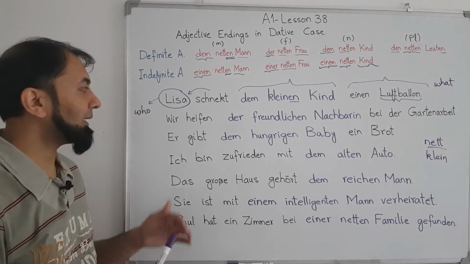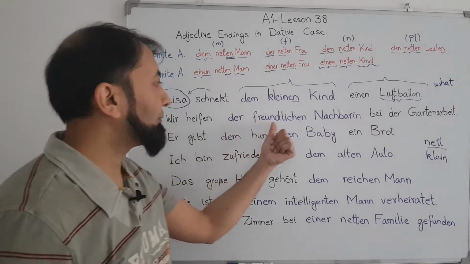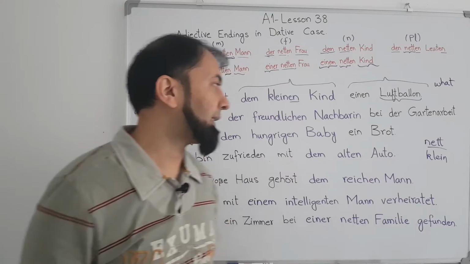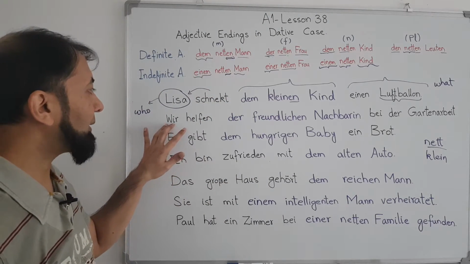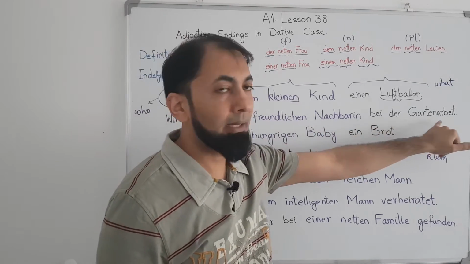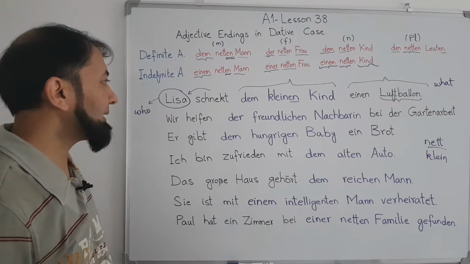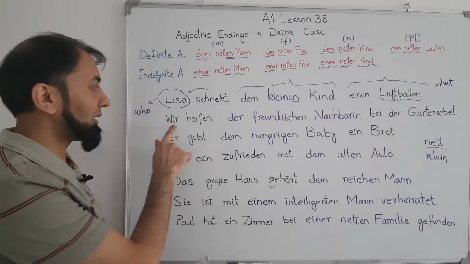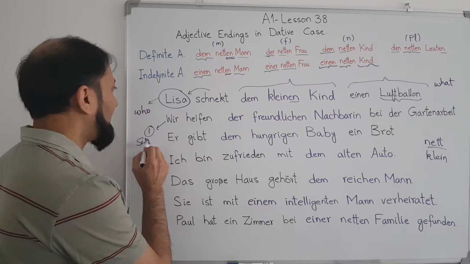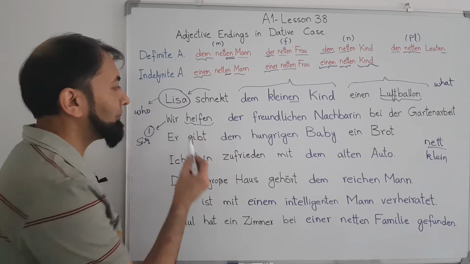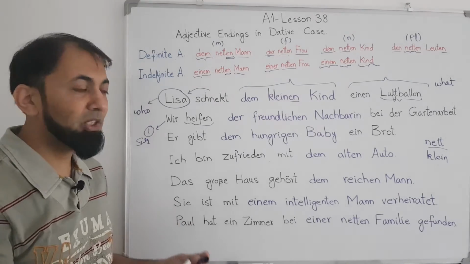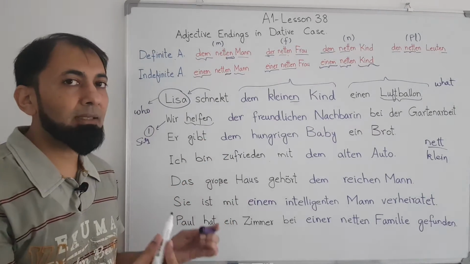Now let's move to the next example, which is: Wir helfen der freundlichen Nachbarin bei der Gartenarbeit. Now what does it mean? It means we help the friendly neighbor with the garden work. In this sentence we are using wir as the subject of the sentence, at the first position, and at the second position we have a verb, helfen, and we know that helfen is a dative verb, which means that the object of this dative verb will be in the dative case.